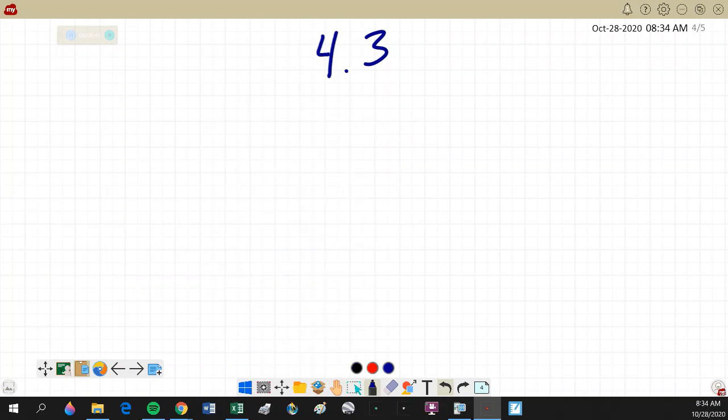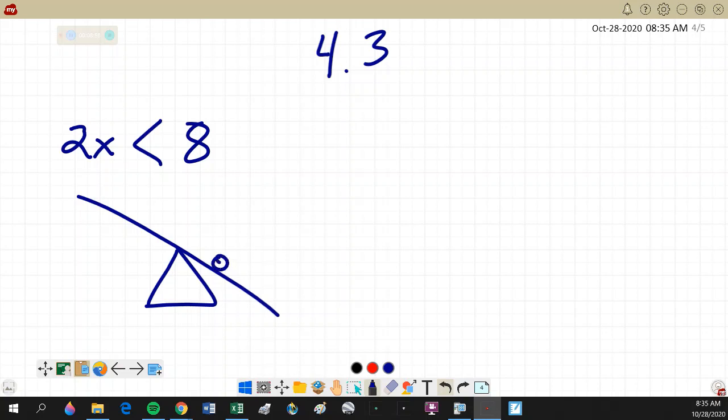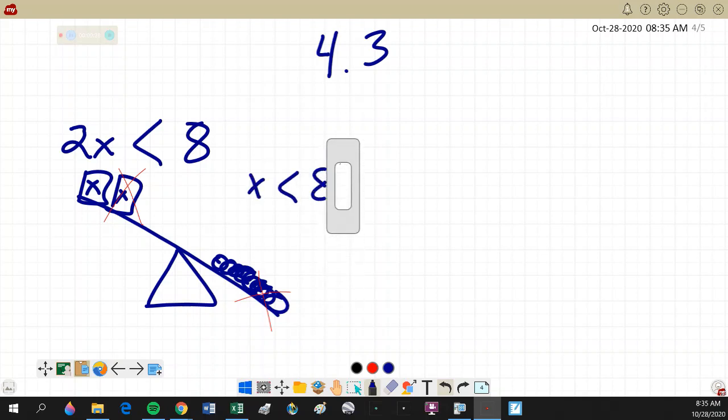What if I had 2x is less than 8? So this is unbalanced to the right. What do I do? There are 8 circles. How do I figure out what's going on with x? I just get rid of half of them. Get rid of half of the x's, and I get rid of half of the rocks. And I'm left with x is less than 8. Or, sorry, 4.